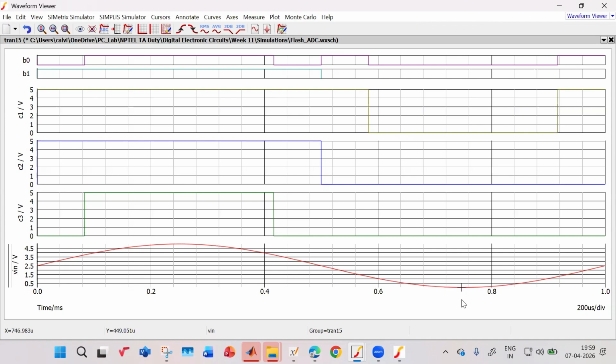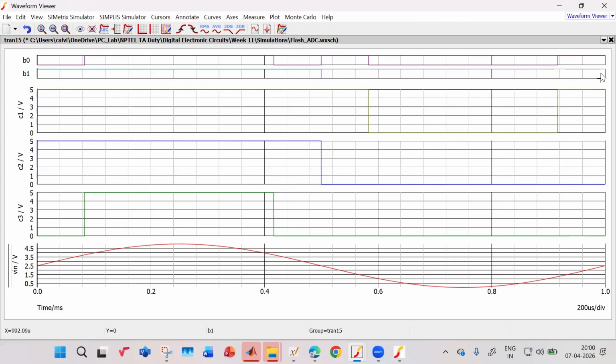Let us say it is at 0. When it is at 0, C1, C2, C3 all will be 0, because it is less than 1.25. Now it will go slightly above 1.25. When it goes above 1.25, C1 will turn on, but C2 and C3 don't turn on. So B1 should be 0 and B0 should be 1. That is this case, right? So B0 is 1 and B1 is 0.